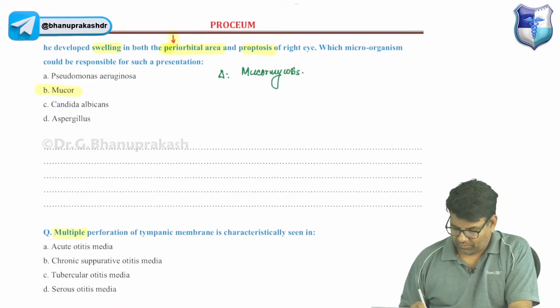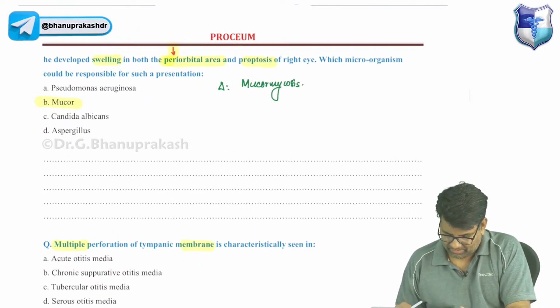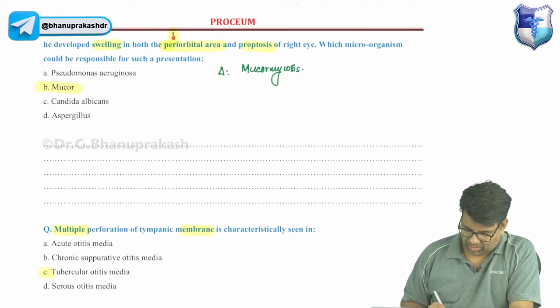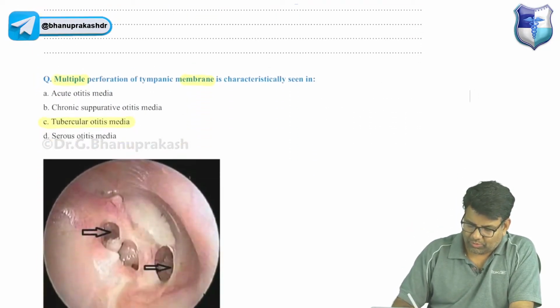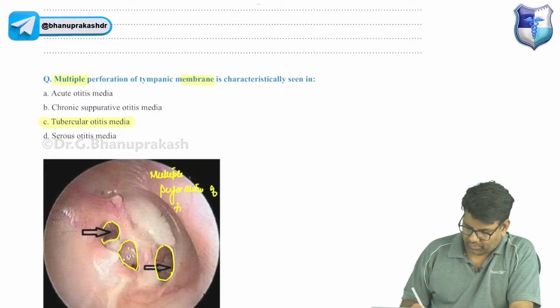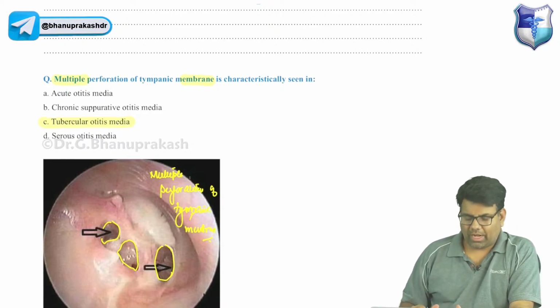Multiple perforation of the tympanic membrane is characteristically seen in? Anyone? Multiple perforation of the tympanic membrane. This is tubercular otitis media. So in cases of tubercular otitis media, you can see this is one perforation, this is the second, here you can see the third. This is multiple perforation of the tympanic membrane. This is classical for tuberculosis. So tubercular otitis media.